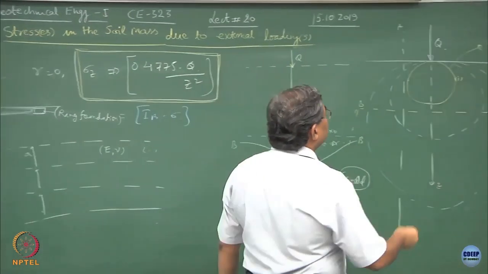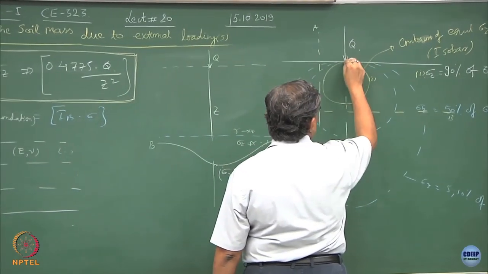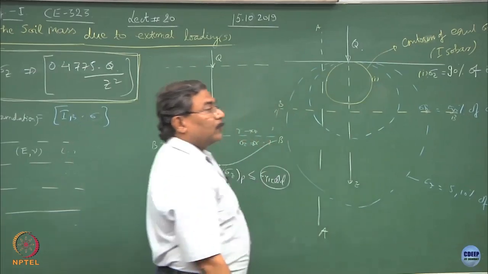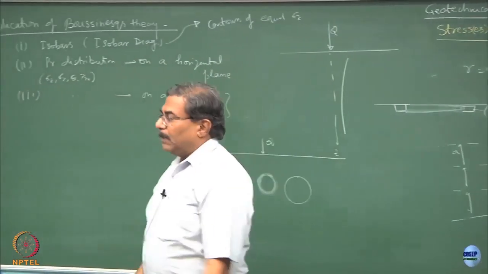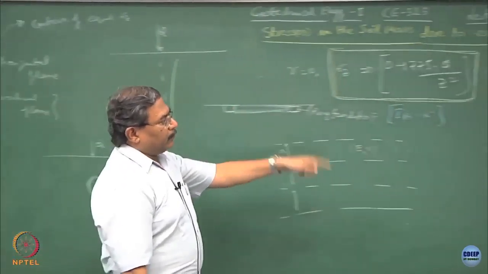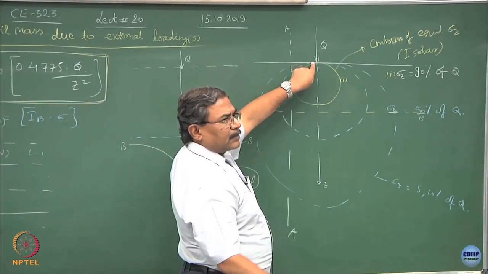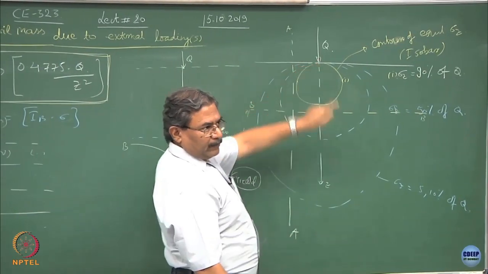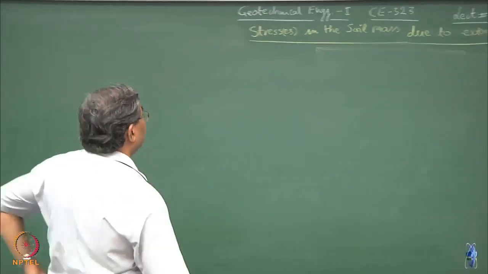However, coming back to your question, why we are only interested in sigma z, because sigma z happens to be the most critical stress which is going to govern the stability of the structure as well as the soil mass. In case yield occurs at any of these points, your structure cannot remain stable. We will discuss these things in the second course, fine. Now, let us discuss the concept of superimposition of the loadings.